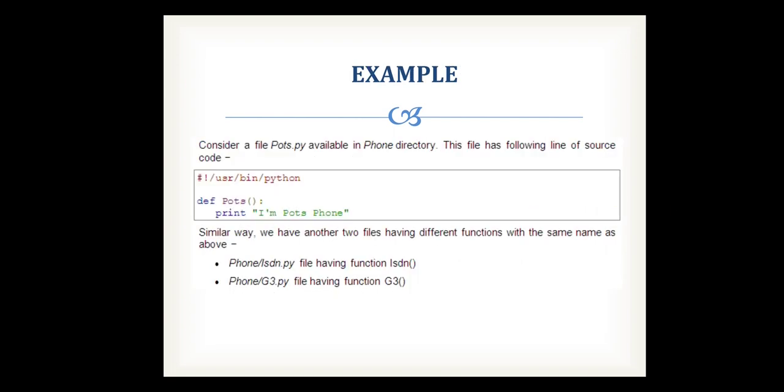For example, consider a file pots.py available in the Phone directory. This file has the following line of source code: def Pots(): print "I'm Pots Phone". In a similar way, we have two other files with different functions named like the above. ISDN has a function ISDN, and G3 has a function G3, like Pots.